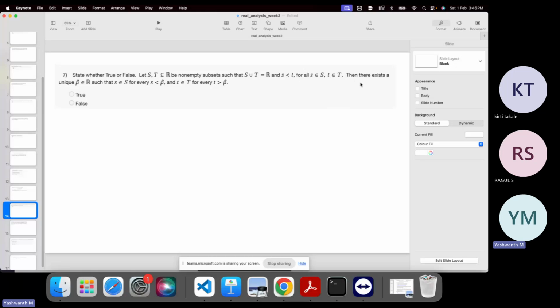And then there exists a unique beta such that for every s belongs to S, s is less than beta, and for every t belongs to T, t is less than beta. That means there is a cut. If this kind of thing exists, then there exists a cut such that all the elements in S are less than that cut element, and all the elements in T are greater than that cut element. Is this true or false?